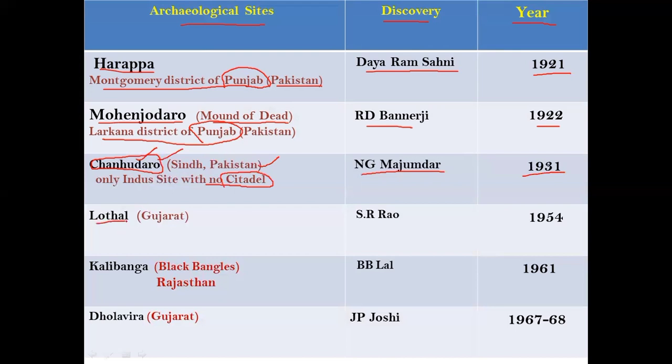Then we have Lothal, a very common location, in Gujarat, discovered by S.R. Rao in 1954. And then Kalibangan, which literally means black bangles, in the Rajasthan state of modern India, discovered by B.B. Lal in the year 1961. And then we have Dholavira, which is also in Gujarat, discovered by J.B. Joshi in the year 1967 and 68.